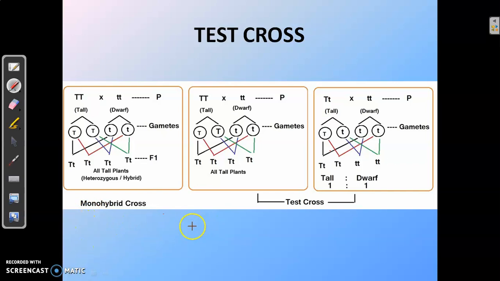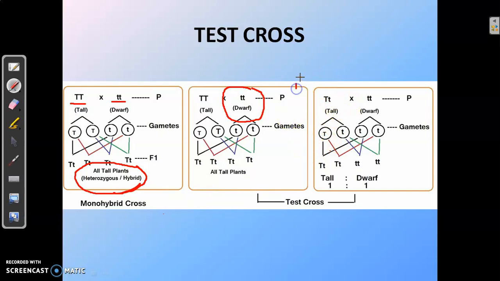In the first cross, we have seen a normal monohybrid cross where a pure tall plant is crossed with a pure dwarf plant, and all the offspring obtained are tall but heterozygous in nature. That is, they are hybrids. Now, if we want to know whether these tall plants are homozygous tall or heterozygous tall, we need to cross these tall plants with a recessive parent, that is, with a dwarf plant. So, let us look into these two different types of cross.